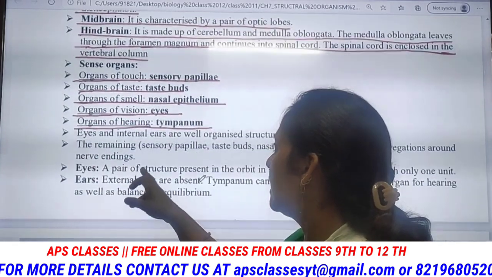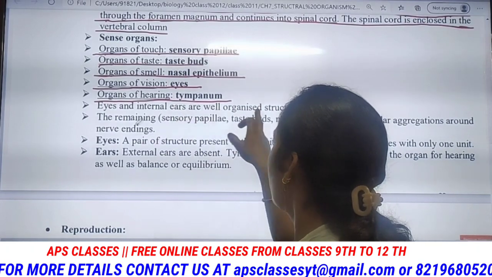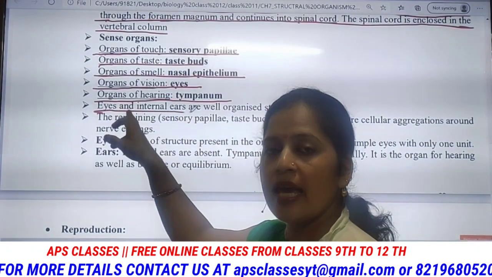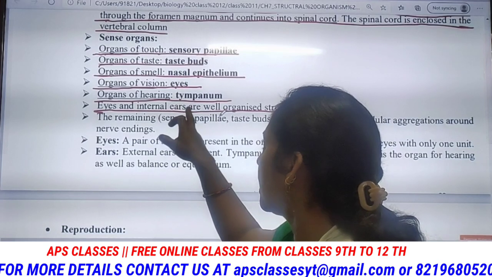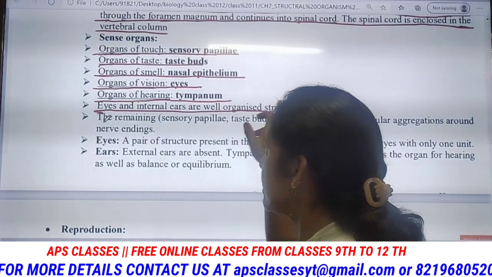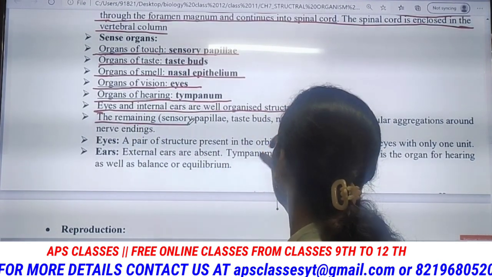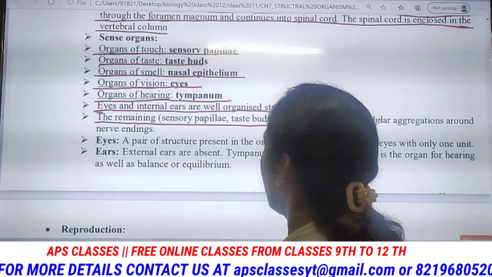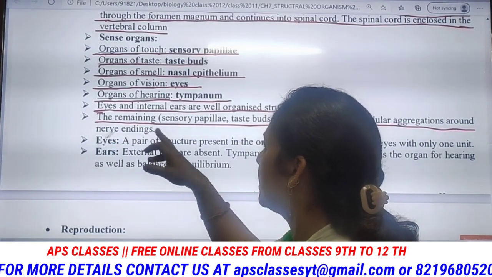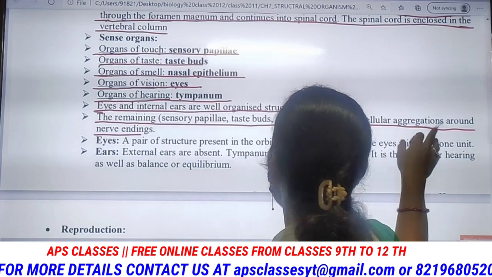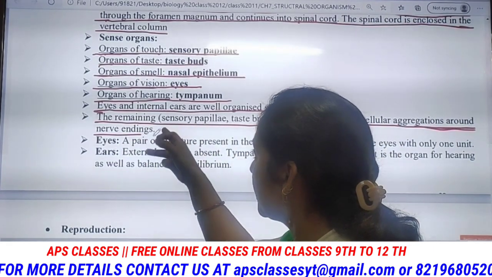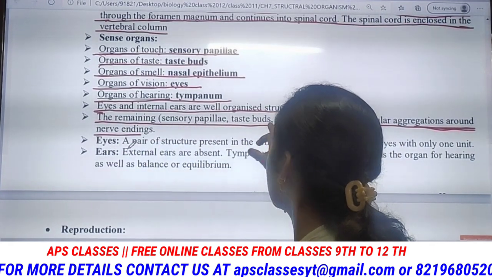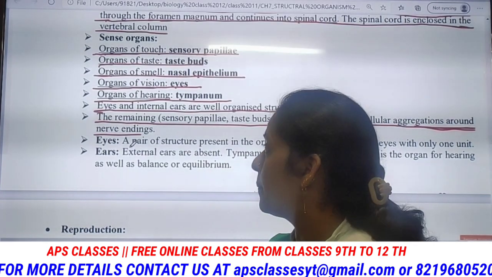Eyes and internal ears are well organized structures. Remaining are cellular aggregation around the nerve ending, and those remaining are sensory papillae, taste buds and the nasal epithelium.